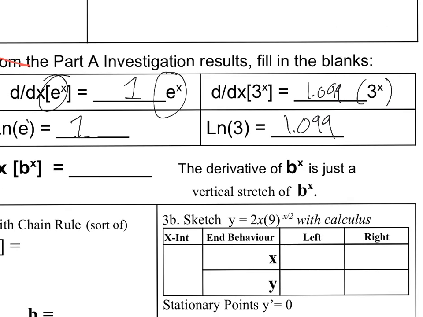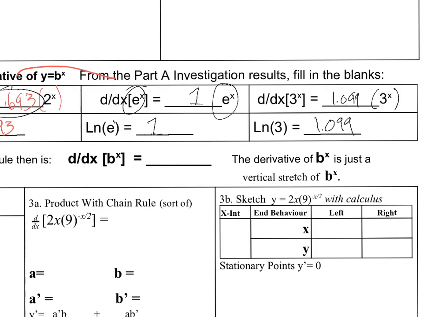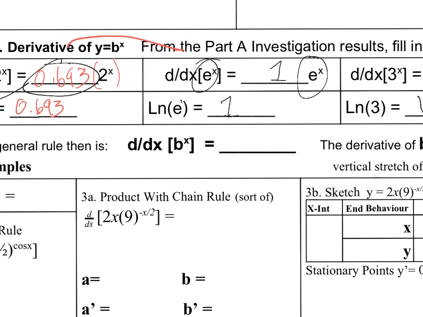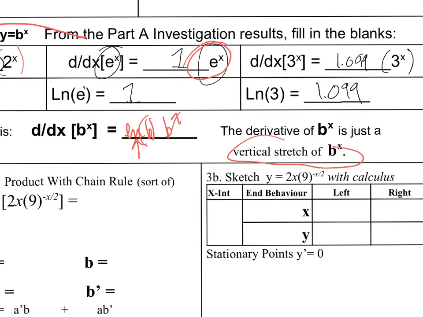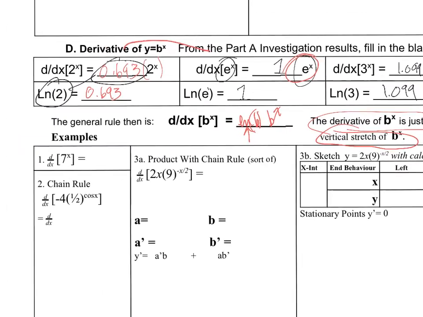So the general derivative then is d by dx of b to the x is ln b times b to the x. Remembering that ln b is just a number. That's all it is. It's a vertical scaling, or stretch or compression, of the original exponential function. Okay, with the unique one being e to the x, which has the same derivative. So remember that the derivative of b to the x is just a vertical stretch or compression of b to the x, which I call a scaling.